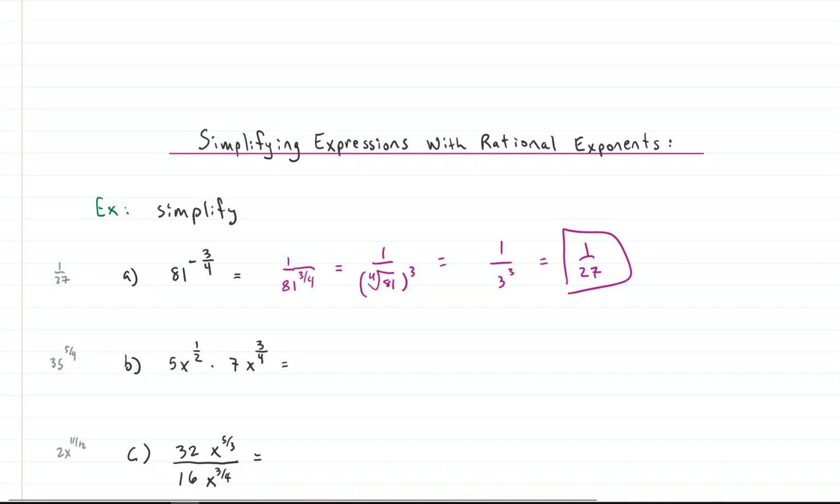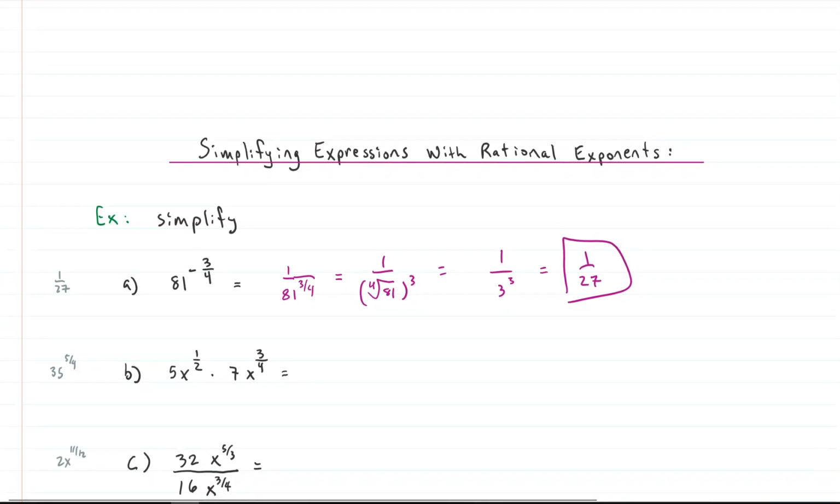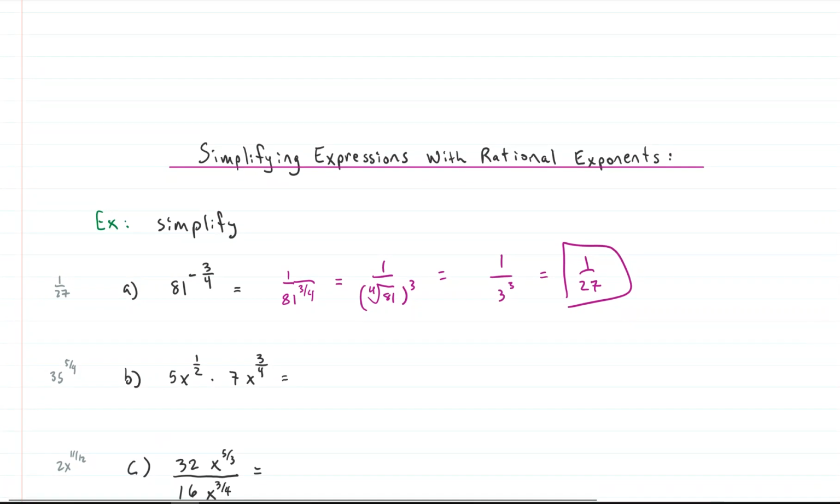This next one, we are multiplying 2 things together. Let's use one of our rules of multiplication, which is the commutative rule, meaning we can rearrange the order of a bunch of things multiplied together. So let's put all the numbers together. So 5 times 7, and we have x to the 1/2 times x to the 3/4. So the 5 and the 7 give us 35.